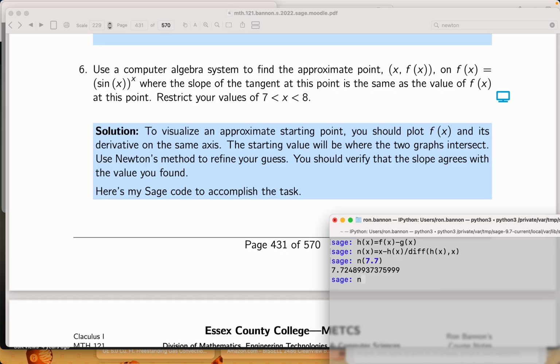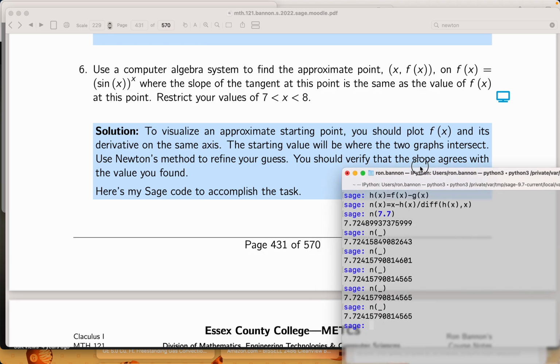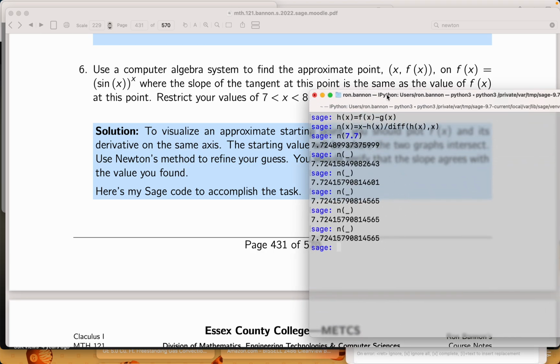And what I'm going to do is n again, and take the output of that last entry, which that underscore means, that's 7.7, blah, blah, blah. I'm going to do it until I see no changes. I'm still seeing a change. Let me just do it again. Okay, I'm not seeing a change. All right, so I'm going to say it occurs at about 7.724157.